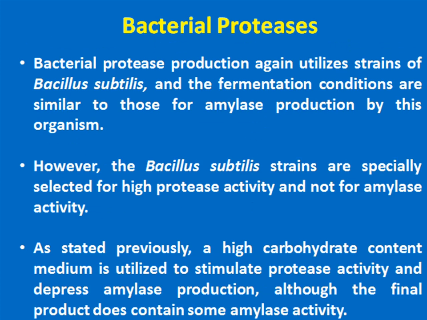Bacterial proteases. Bacterial protease production again utilizes strains of Bacillus subtilis, and the fermentation conditions are similar to those for amylase production by this organism. However, the Bacillus subtilis strains are specially selected for high protease activity and not for amylase activity. As stated previously, a high carbohydrate content medium is utilized to stimulate protease activity and depress amylase production, although the final product may contain some amylase activity.